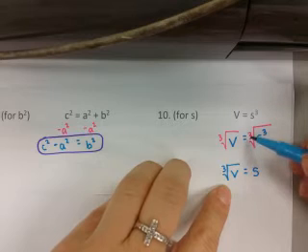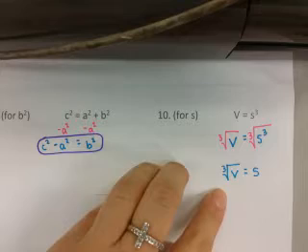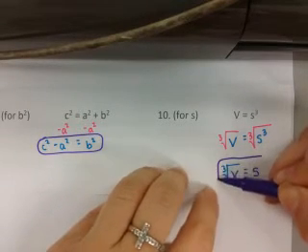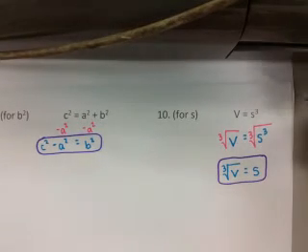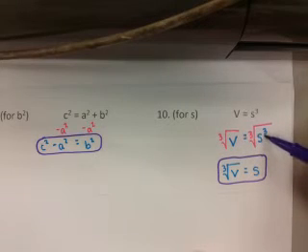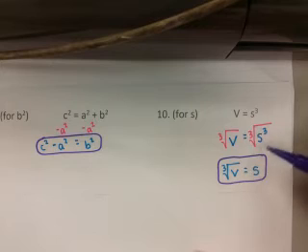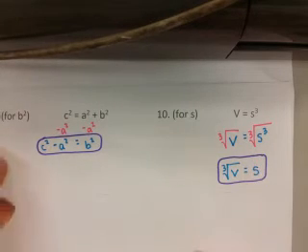Because by definition, the cube root of a cube is the thing itself. It's like saying the square root of 5 squared. So 5 squared is 25, and the square root of 25 is 5. You're undoing it. Cube root of something cubed, you're just undoing each other, so you're just left with s. So this is your final answer on number 10.